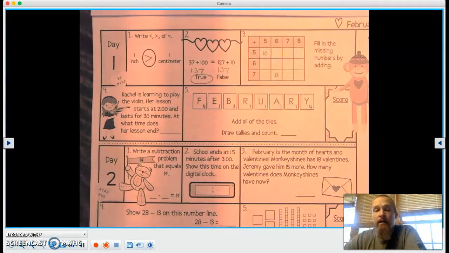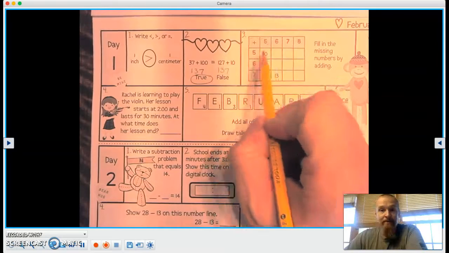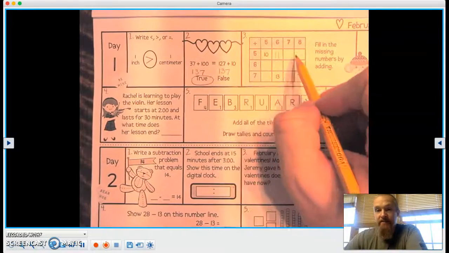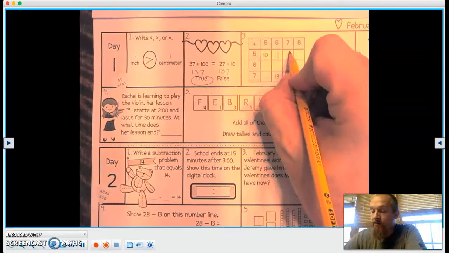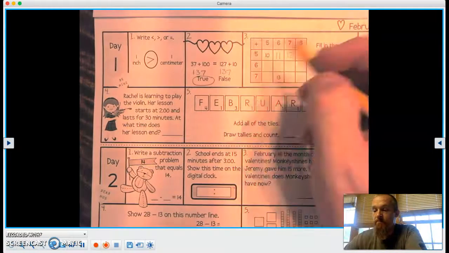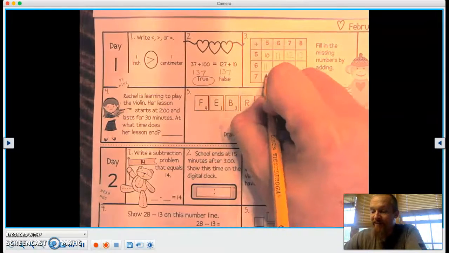All right, number 3, we're going to do some addition problems. Fill in the missing numbers by adding. So 5 plus 5 is 10. 5 plus 6 is 11. 5 plus 7 is 12. And 5 plus 8 equals 13. So 5 plus 6 is 11, 5 plus 7 is 12.